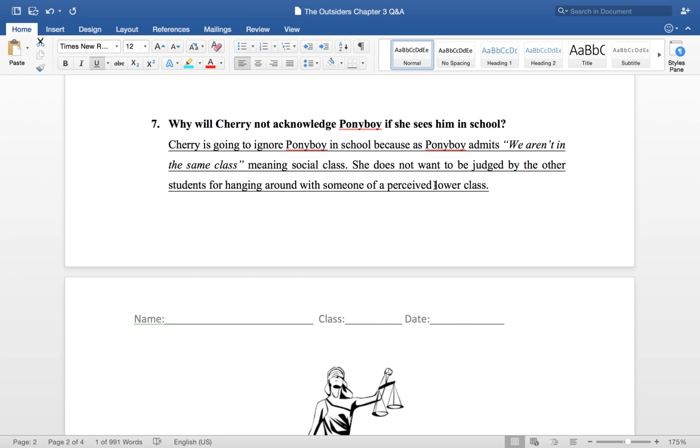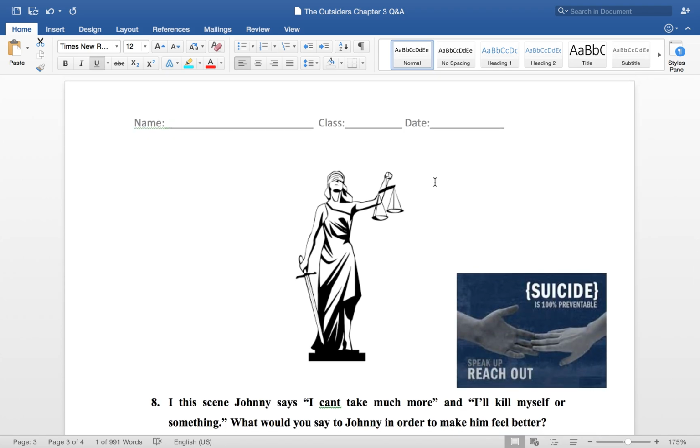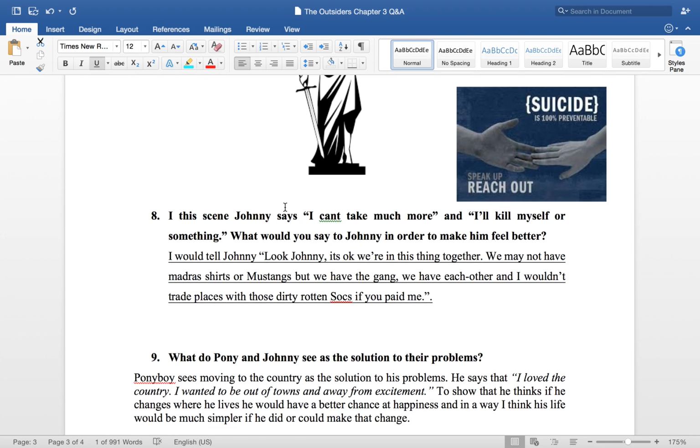Okay? So she doesn't want to hang around with someone who's outside of her group, let's say. It's kind of like if you were to hang around with a primary school student, people might look down on you because they're at a perceived lower status. So next up, in this scene, and we have lots of typos here, but look at, that's why they put rubbers on pencils. 8. In this scene, Johnny says, I can't take much more, and I'll kill myself or something.